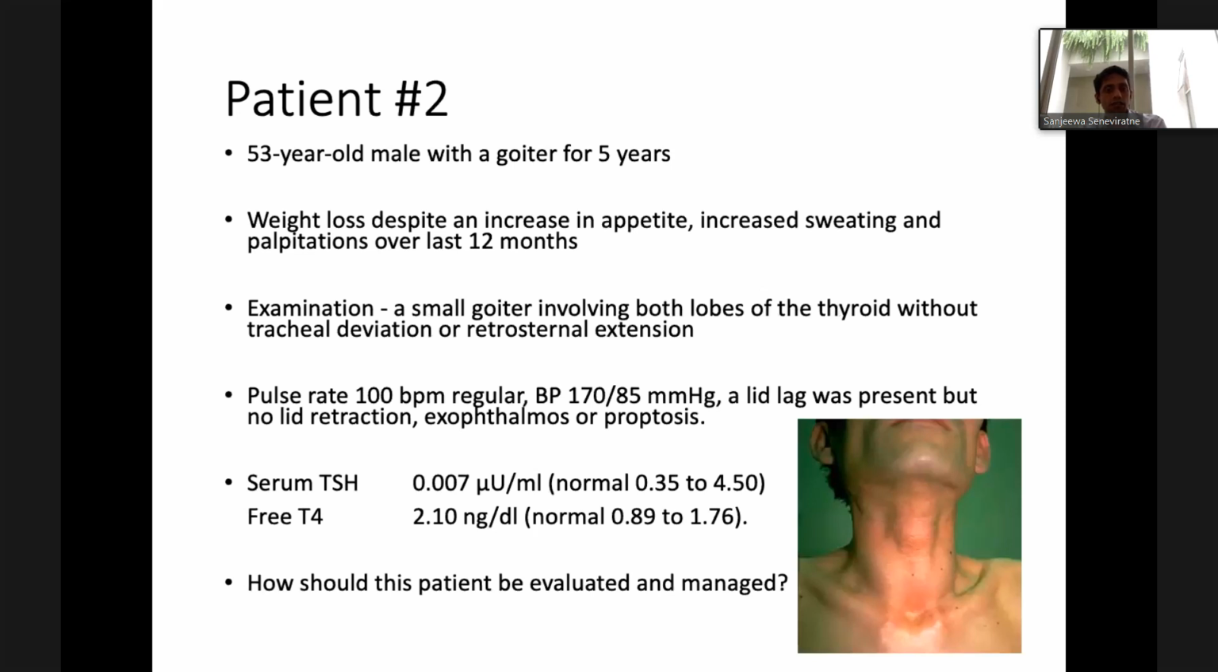Next on toxic multinodular goiter management, we start the patient with anti-thyroid medications. Once the patient is controlled, we offer him either surgery or radioactive iodine therapy. Fairly straightforward management.